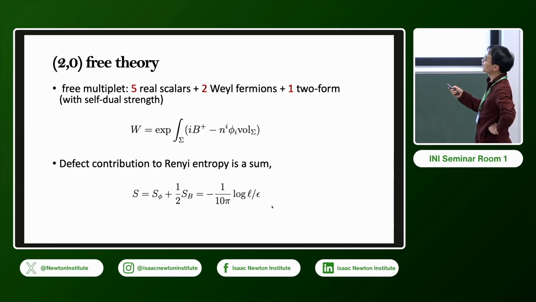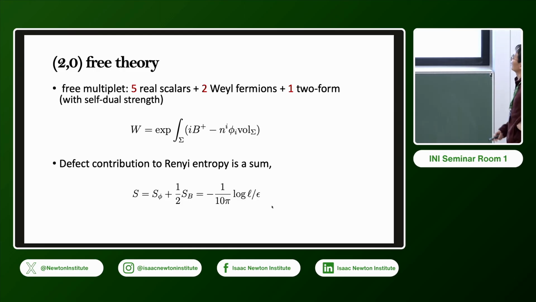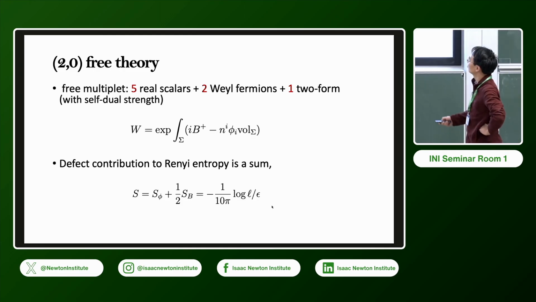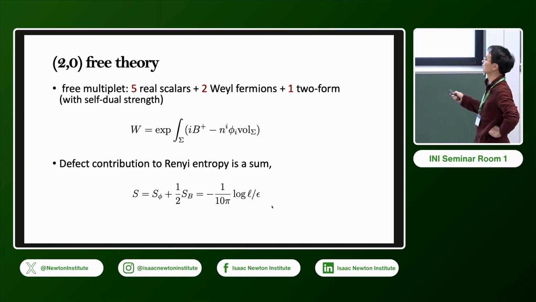So in general, it's complicated. For the interacting theories, we don't know how to write down the action, for example, and there are many mysterious things. But at least in the free theory context, this is a little trivial. You can just count the multiplet. The free multiplet includes 5 real scalars, 2 Weyl fermions, and the 2-form field with self-dual strings.